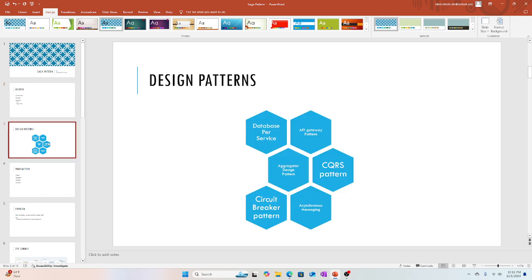So let's start. Before going further, let's understand what this series is. In this series we will start with design patterns. There are multiple patterns like the database per service pattern, the API gateway pattern, and much more. This is just a prototype, and we are going to understand all of the patterns which are used in microservices.